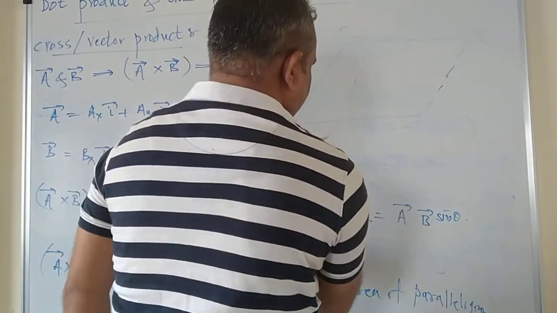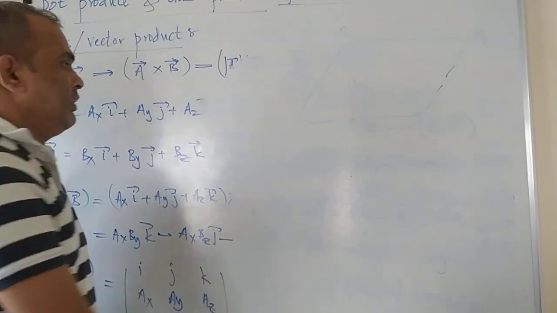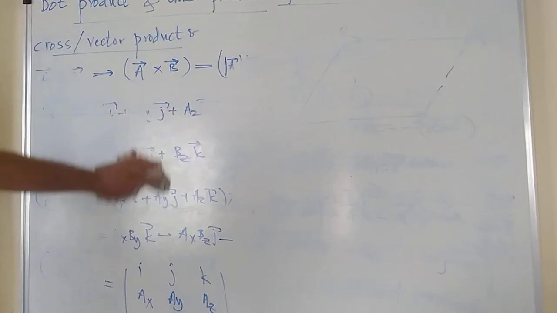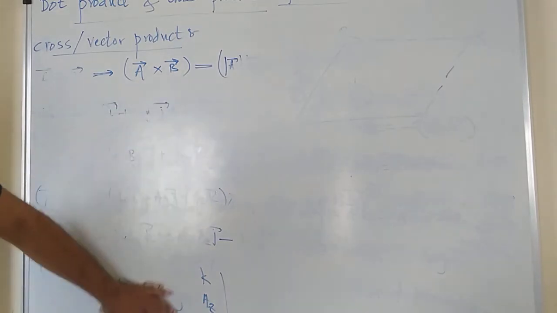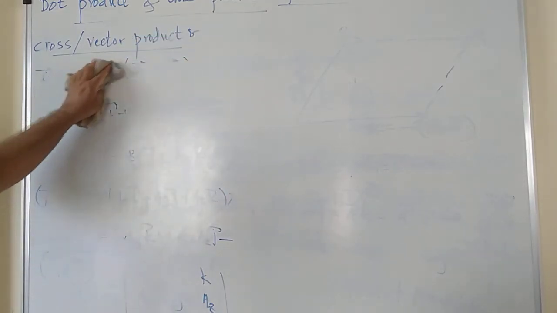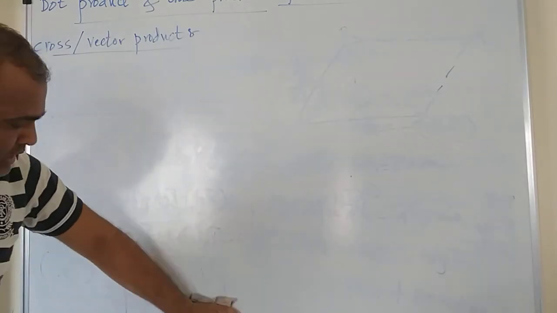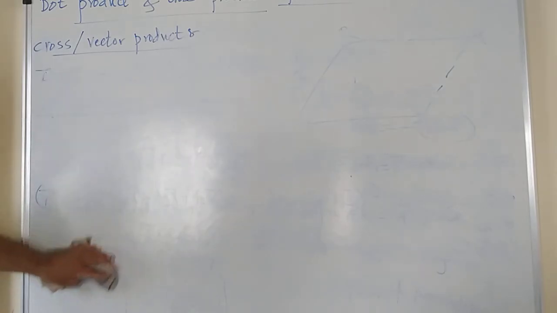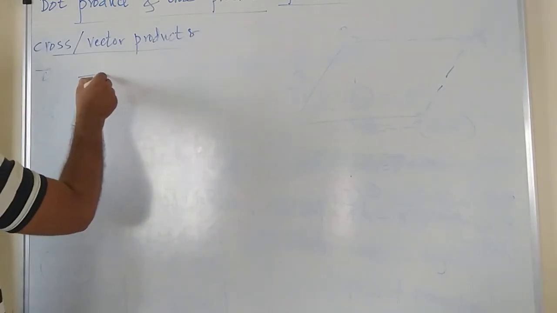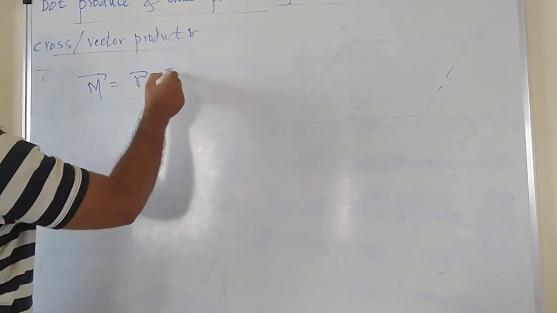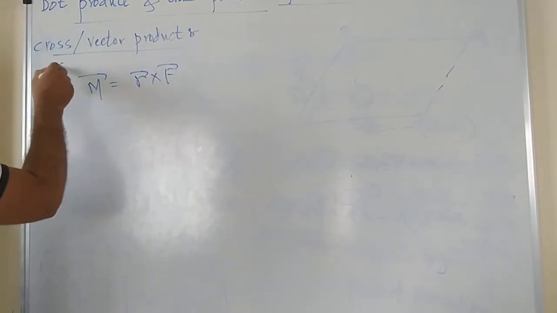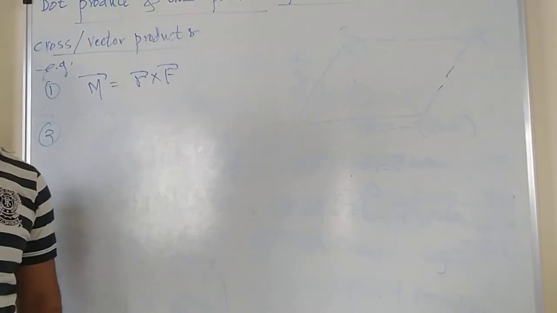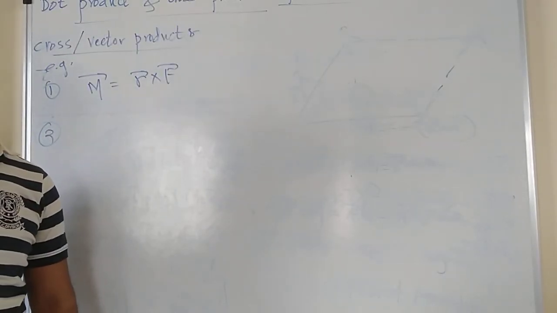Got it? And what are the examples of this vector product? Some of the examples of the vector product are as follows. First example is moment of a force. Moment of force is denoted by letter M, and it is the cross product of r and F. So moment of force M equals r cross force. Here r is a position vector, F is a force vector. That will give you moment of force.